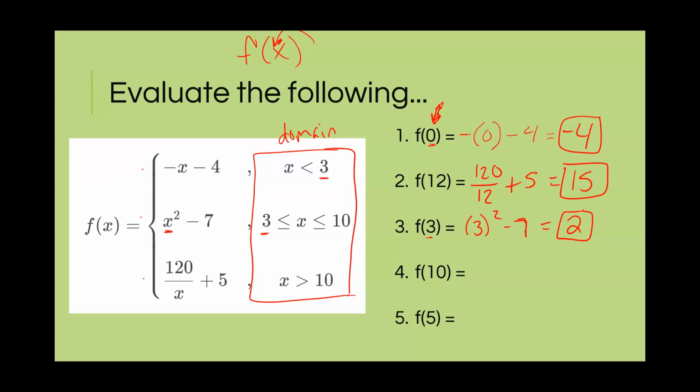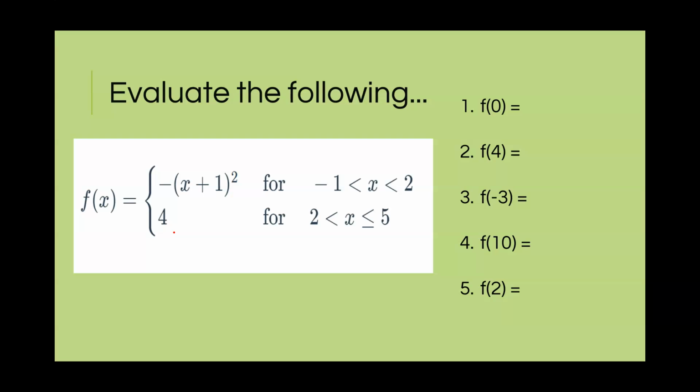So when x is 3, y is 2. All right, now 10. So again, 10's a hotspot. All right, so you've got to make sure you choose the one that it can equal 10. It cannot equal 10 down here, but it can equal 10 right here. So we're going to plug 10 into this equation.